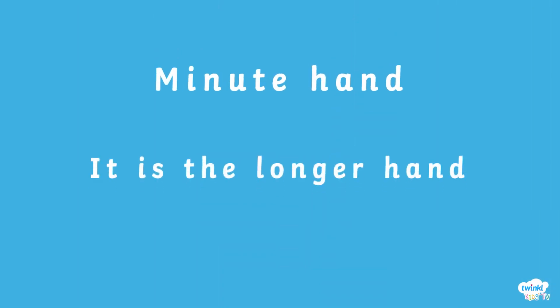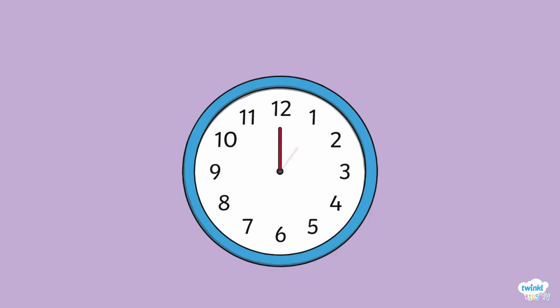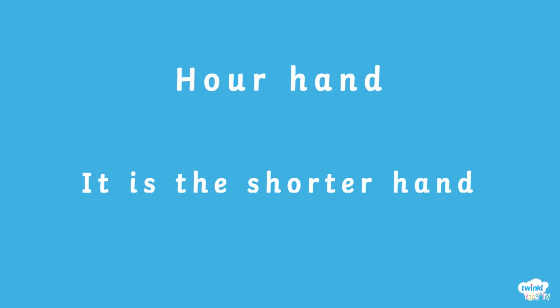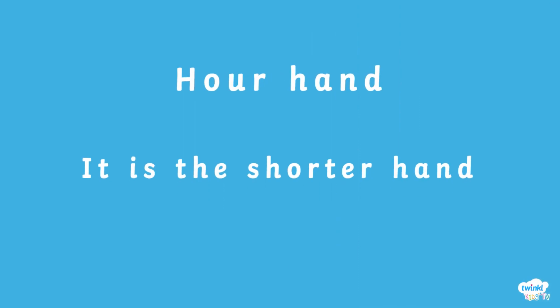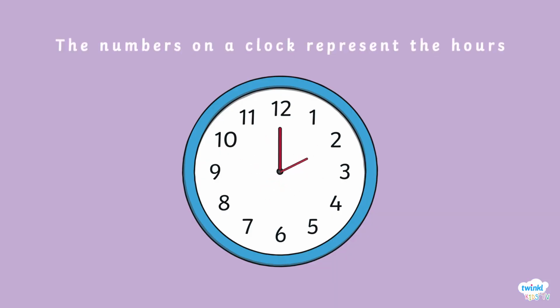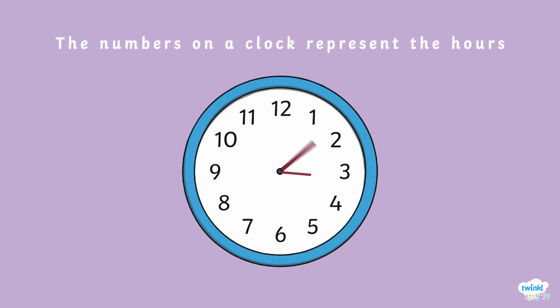The minute hand is the longer hand. The other type of hand is called the hour hand. This hand lets us know what hour it is, and it is the shorter hand. The numbers on our clock face represent the hours.